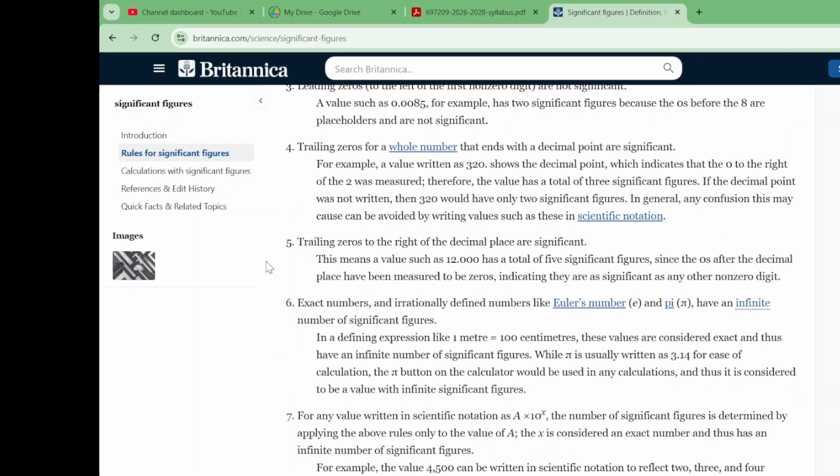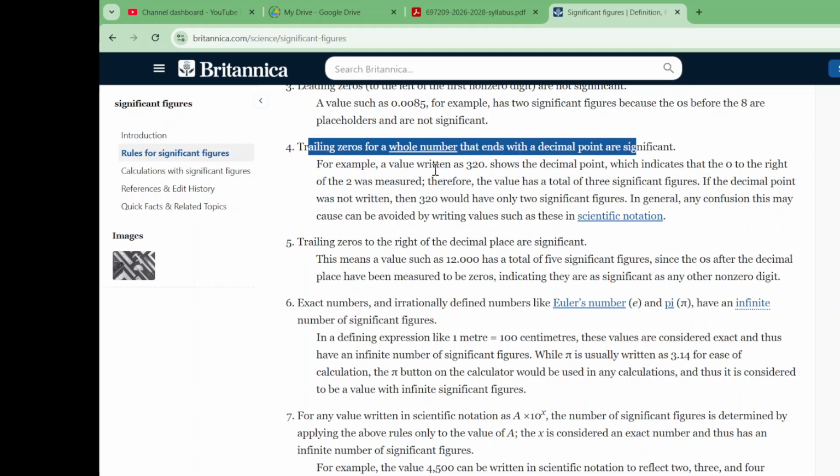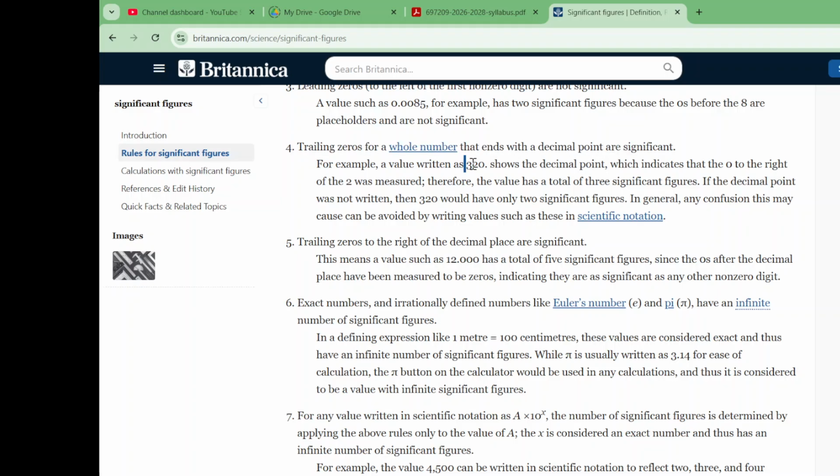Now, here's the thing. Trailing zeros for whole numbers that end with a decimal point. For example, someone's written 320 point. So this 0 at the end that has a decimal that follows, and just a decimal, nothing after the decimal, is also considered significant. So in this case, there are 3 significant figures.